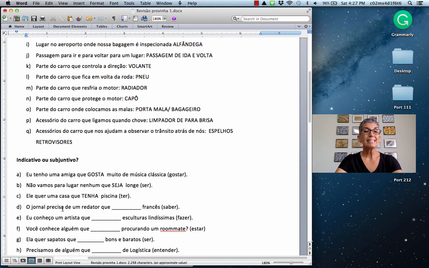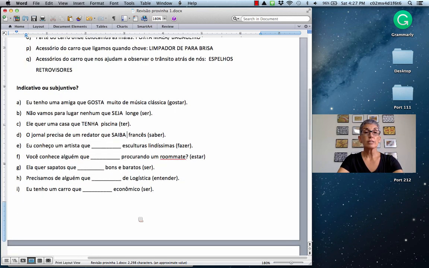O jornal precisa, so you have the verb precisar. O jornal precisa de um redator que, blá, blá, blá, francês. So the newspaper needs an editor that knows French. So you have the verb precisar, indicativo ou subjuntivo? Subjuntivo, ok? Então, qual é o subjuntivo do verbo saber? Saiba, saiba, saibamos, saibam. Então, o jornal precisa de um redator que saiba francês.